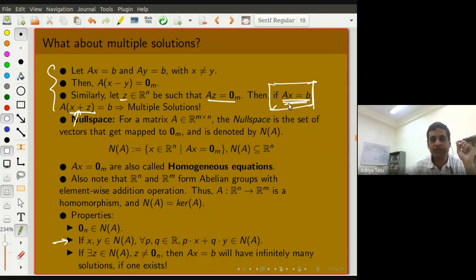If x is a solution, x plus z is also a solution. x plus 10z will also be a solution. x plus 100z will also be a solution. So if there is a non-zero vector z in the null space, and if there is a solution to Ax equal to B, then this guarantees that there will be infinitely many solutions. There is no midway. So either there is no solution, or there is one solution, or there are infinitely many solutions. You will never have a system which has only, let's say, 10 solutions.